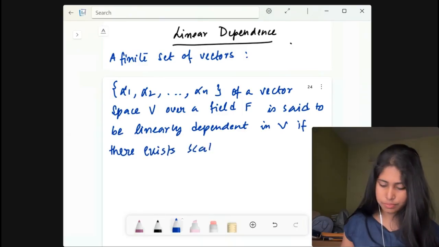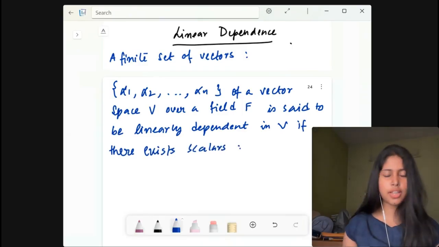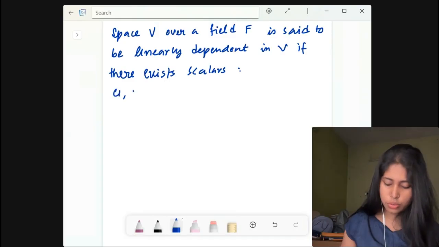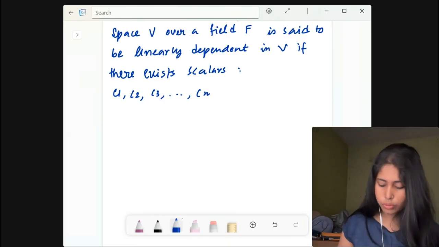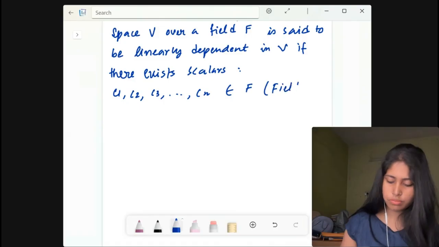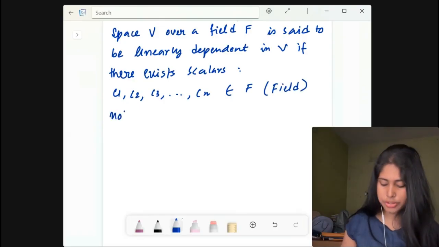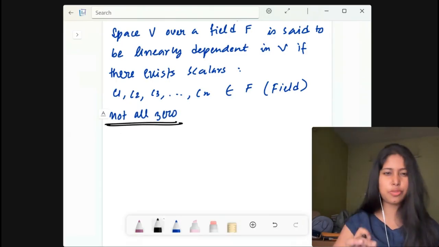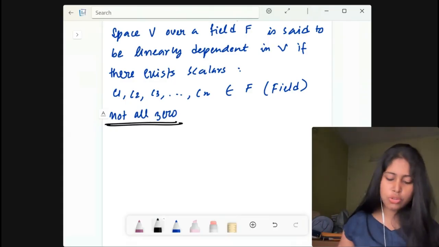scalars. Now, what are we considering as the scalars? C1, C2, C3 goes on till Cn, right? So let me write it. C1, C2, C3 goes on till Cn, which belongs to F, which is the field, and not all zero. This is the highlight of the definition. Okay, not all zero. This is the main difference. This is just the difference between linearly dependent and independent.